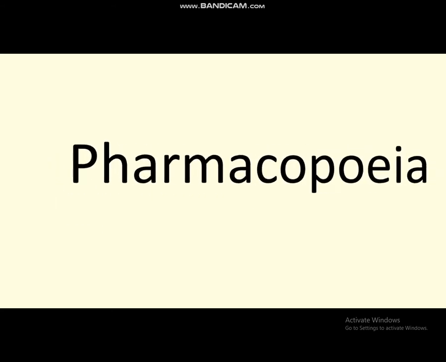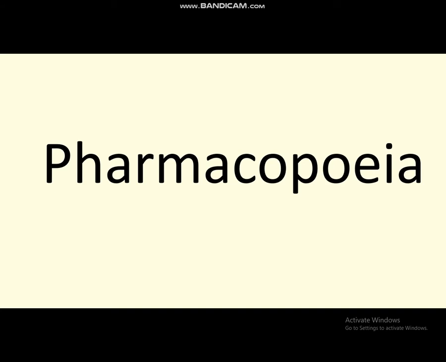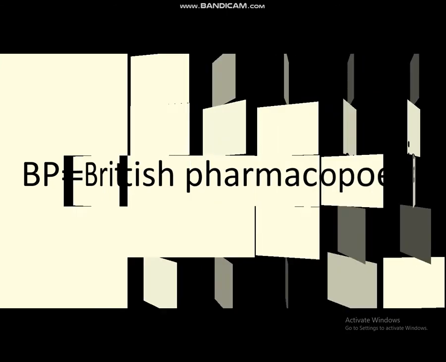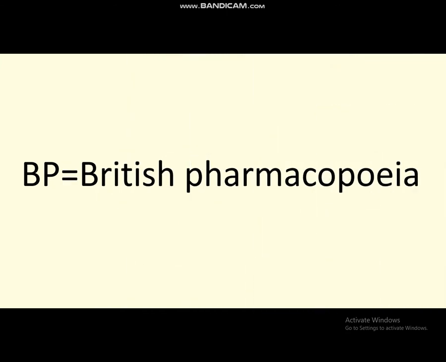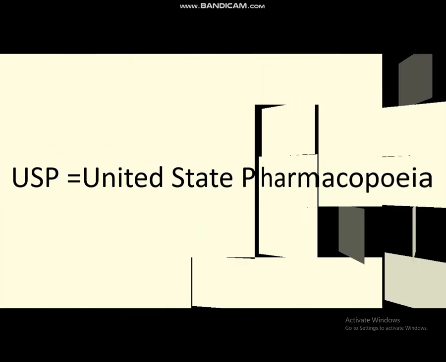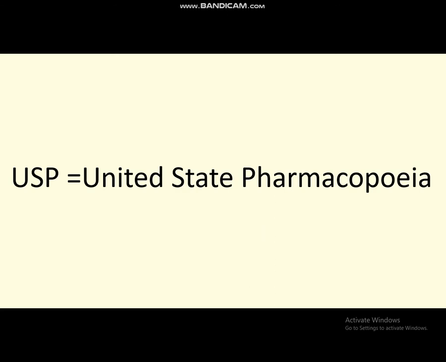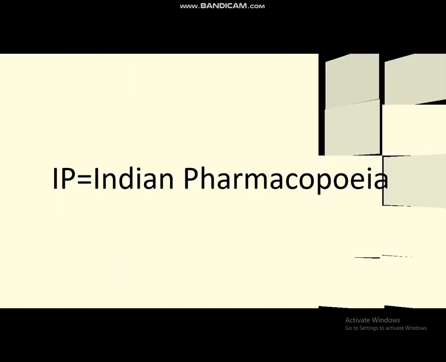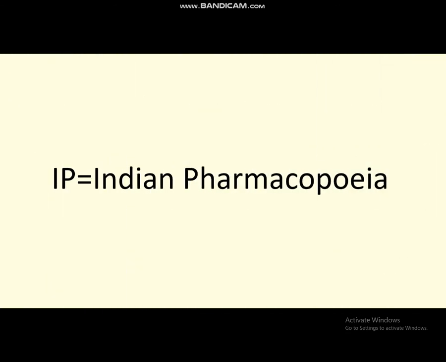What is P? P is pharmacopoeia. It contains formulae, standards of drugs, and so on. BP, British Pharmacopoeia. Picture of this. USP, United States Pharmacopoeia. IP, Indian Pharmacopoeia.